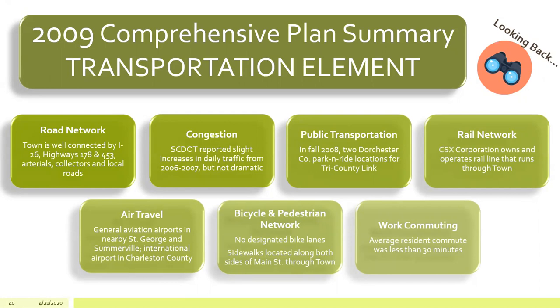For bicycle and pedestrian network, there are no designated bike lanes at that time. I do recall that has since changed, and we can actually see it coming up in a photo here. But there are sidewalks located along both sides of Main Street throughout town in 2009. And for work commuting, the average resident commute was less than 30 minutes at that time, using varying forms of transportation.